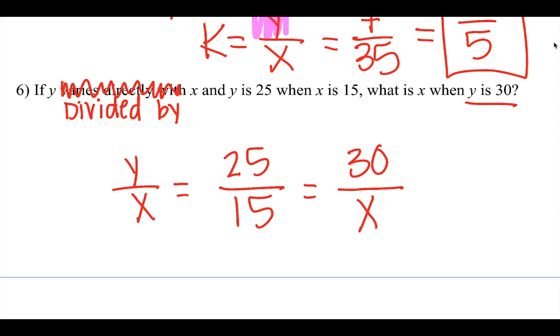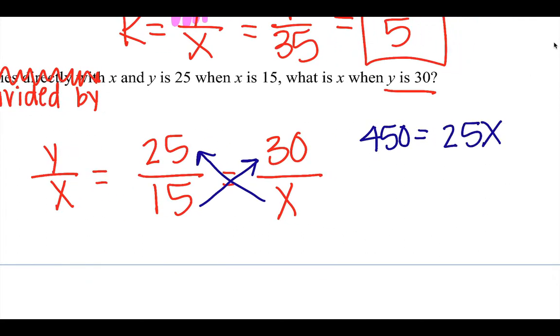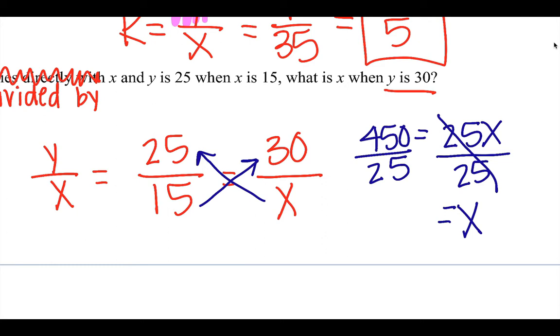So now I've got a proportion. And if you remember how to do proportions, you cross multiply. So I'm going to cross multiply 15 times 30. And 15 times 30, I get 450 equals x times 25, which is just 25x. Then I solve for x to get x by itself. So I'm going to divide by 25, divided by 25. 25 divided by 25 goes away. I'm left with x equals 450 divided by 25, which is 18. And again, if you need Desmos, you can use Desmos to do all the calculations.